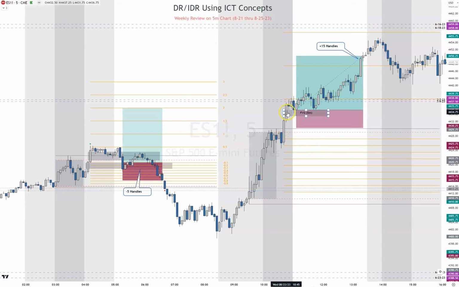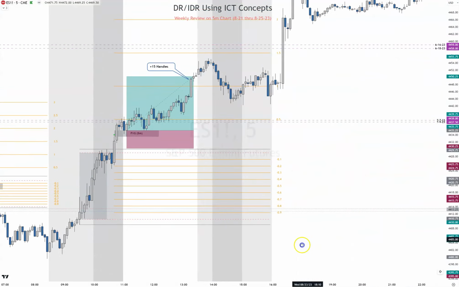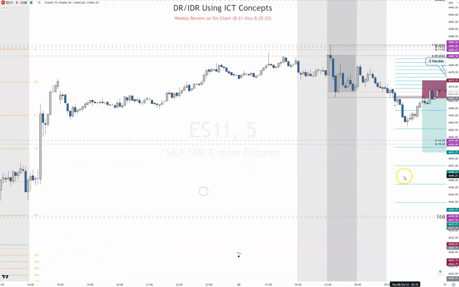So on this one, we have a 5-minute fair value gap. It came back in. We took our trade. We got 15 handles here, 1 to 3, so plus 15. Now we're at 50 handles for the week, and that was Wednesday. So let's go to Thursday.